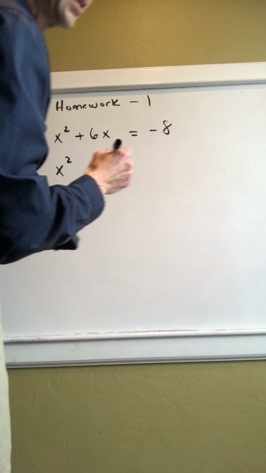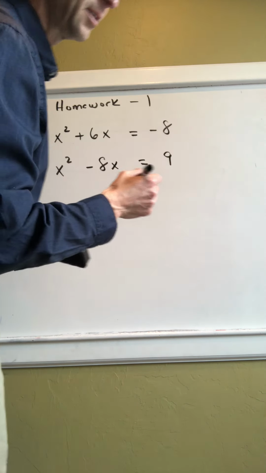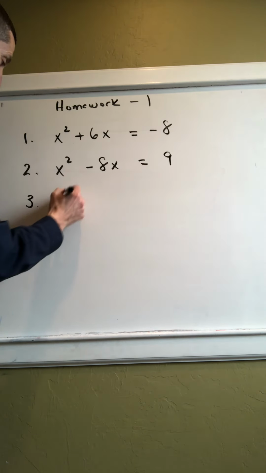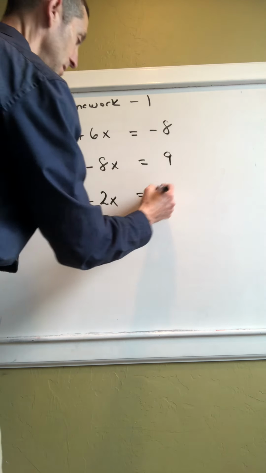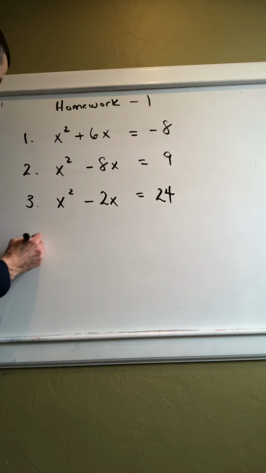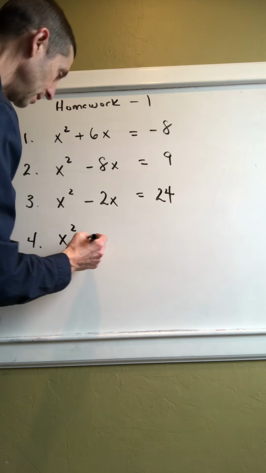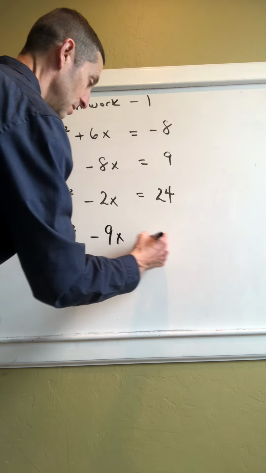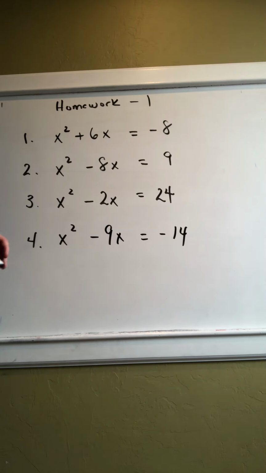x squared minus 8x equals 9. x squared minus 2x equals 24. x squared minus 9x equals -14. All right, guys, here's your first homework assignment.